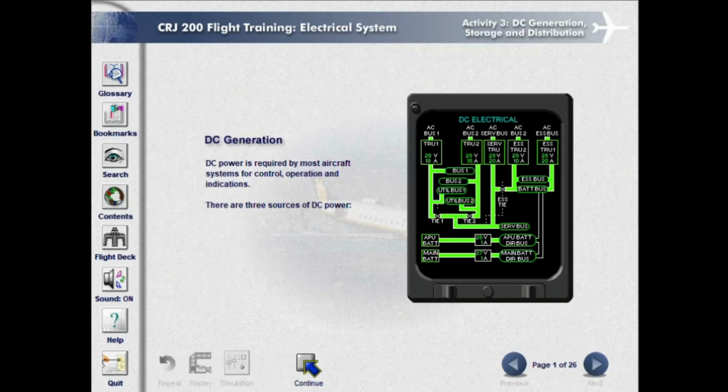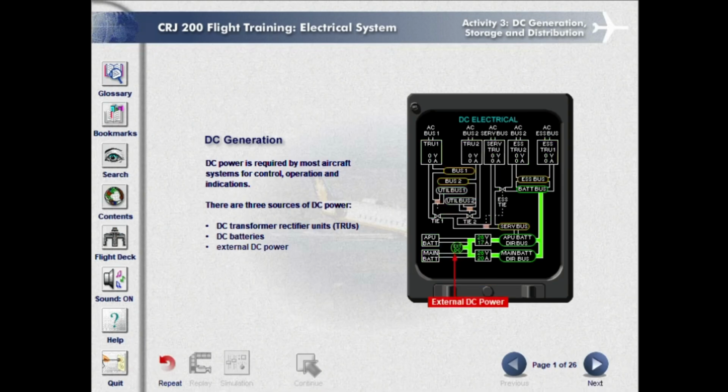DC generation. DC power is required by most aircraft systems for control, operation, and indications. There are three sources of DC power: DC transformer rectifier units, or TRUs, DC batteries, and external DC power.